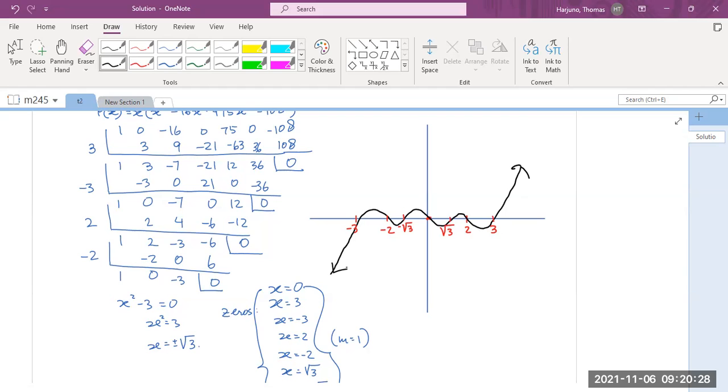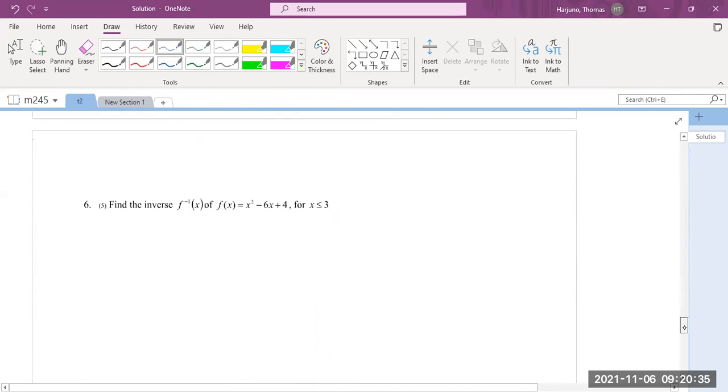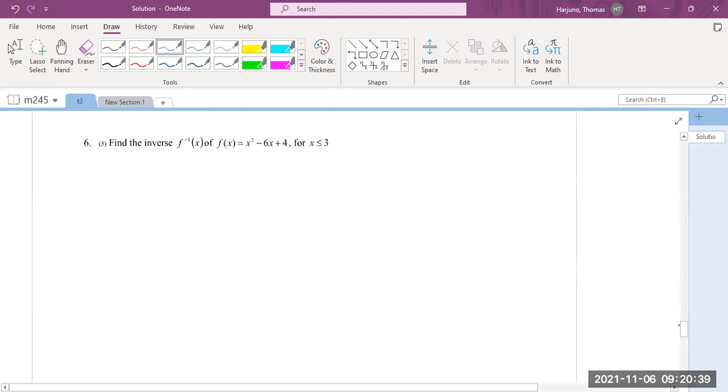That's for this question. Let's go on. That's page 4. Let's see page 5. Oh, only one question here. Find the inverse function for this function, where x is less than or equal to negative 3.